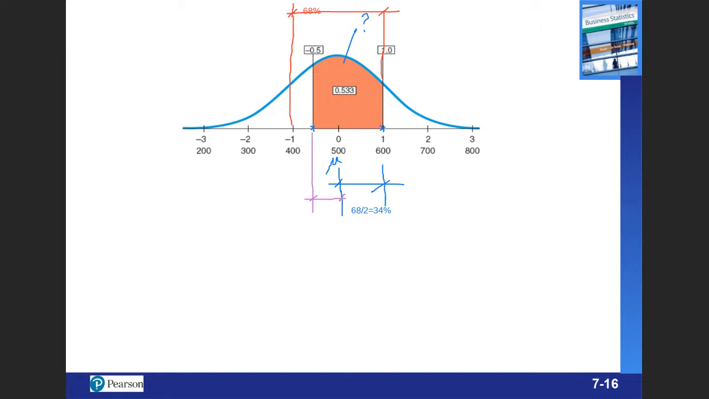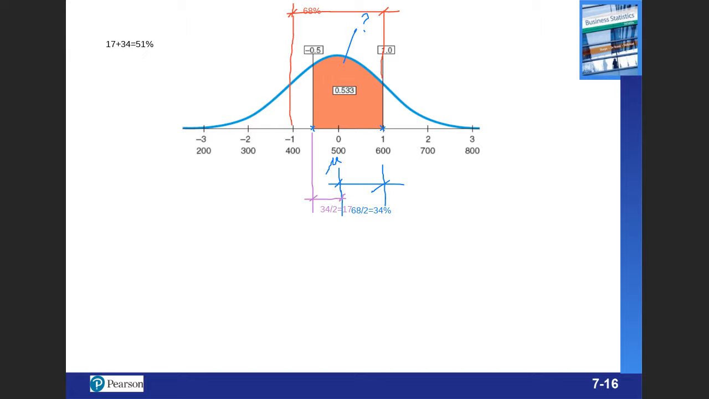Purushottam, what's my total percentage in the center here? Yep, so it'd be 17 plus 34%, so 51%, right? Yes, so that is the answer, 51%. So that's using the empirical rule to get the answer.